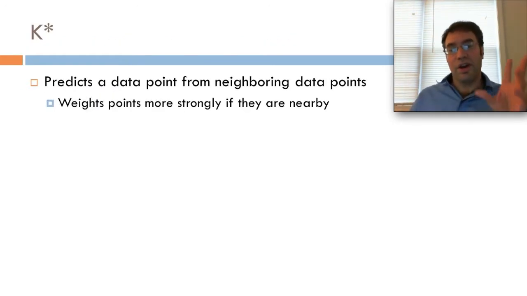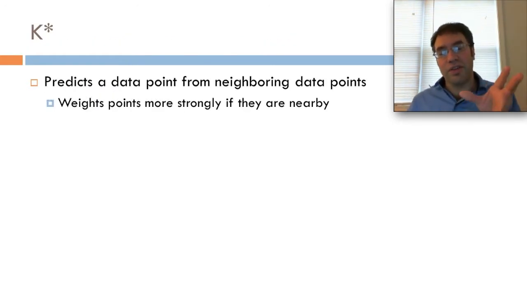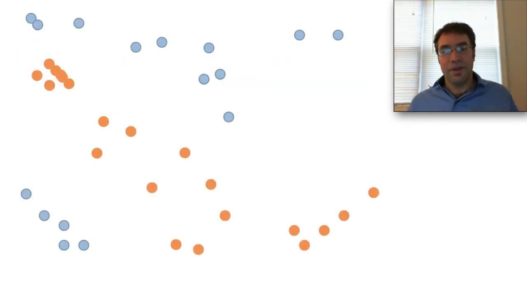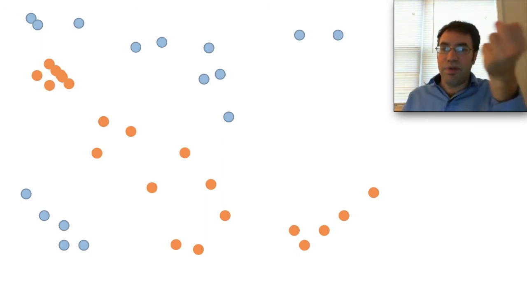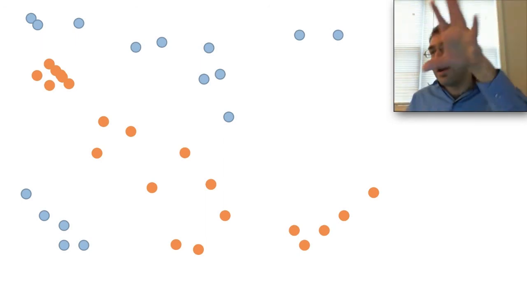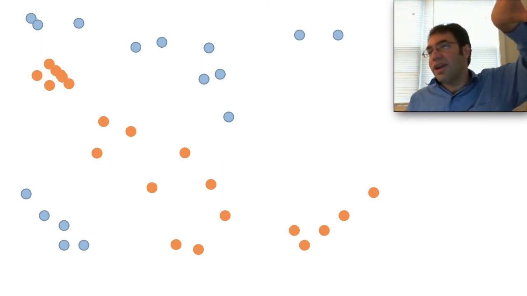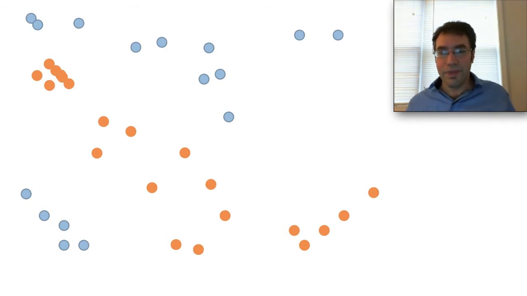Now let's talk about K-star. K-star is an instance-based classifier that predicts a data point from neighboring data points. It weights points more strongly if they're nearby. So let's take an example. Let's say that we have these data points with blue and red. You can see that blue and red each have a region, but there's not an easy way to say, oh yes, it's exactly this.